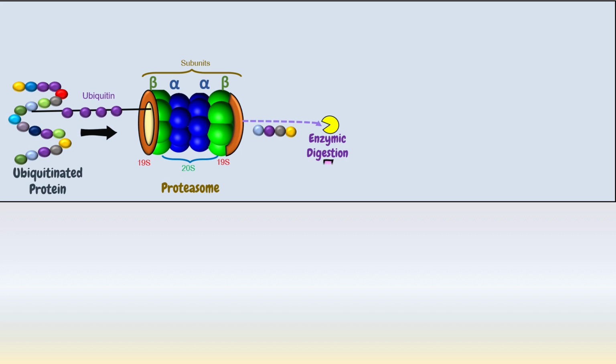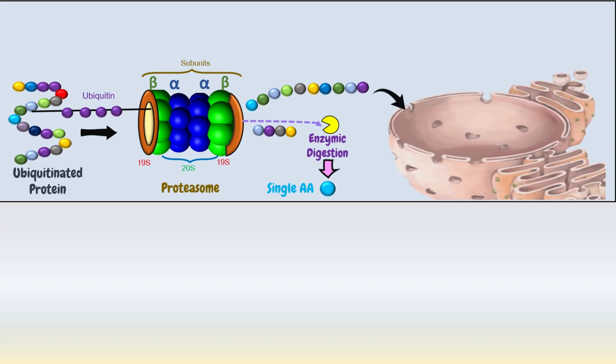The majority of peptides processed by the proteasome are quickly degraded into single amino acids by cytosolic or nuclear enzymes. Only a few peptides, mostly with a size of 8 to 10 amino acids, are transported into the endoplasmic reticulum by a heterodimer or protein complex called transporter associated with antigen processing, or TAP.